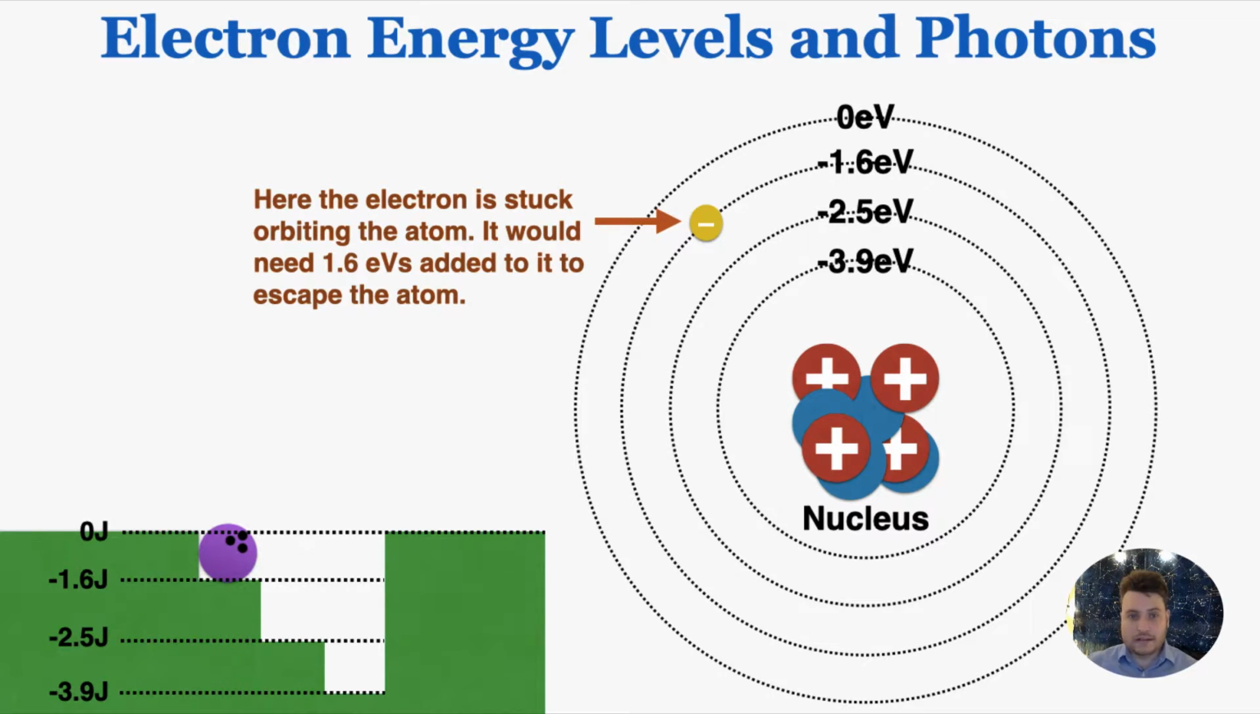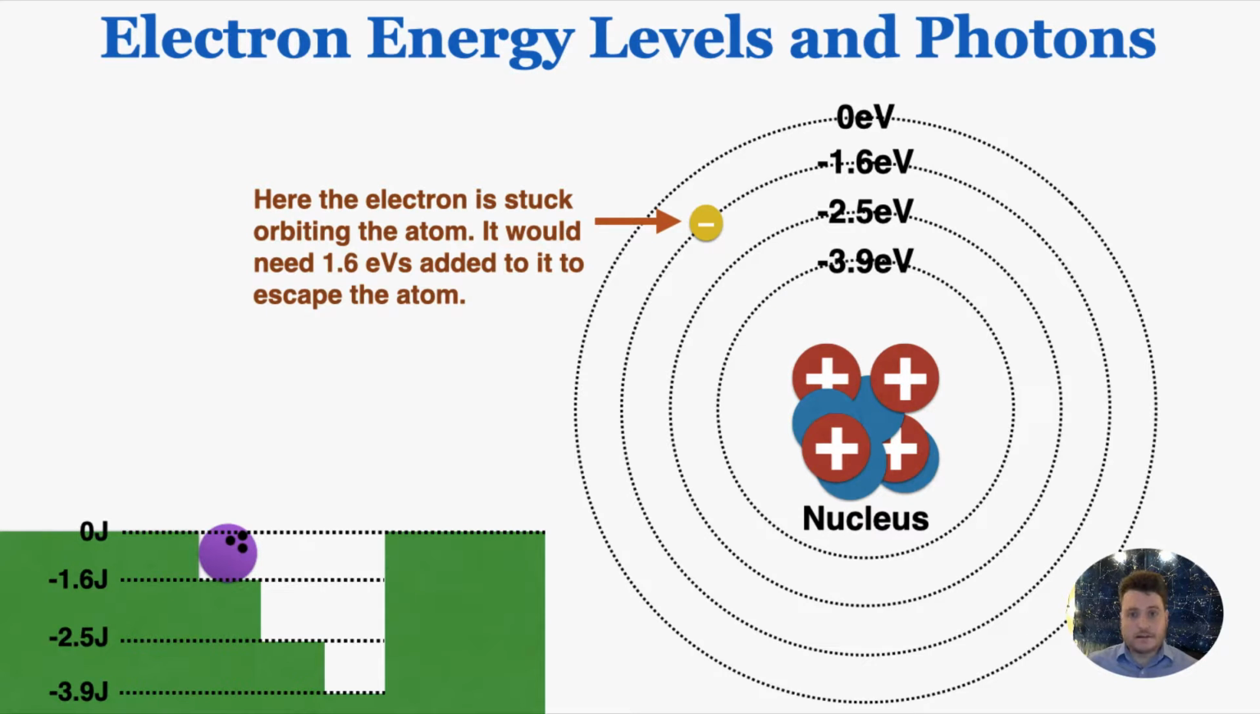So this is exactly like the bowling ball falling into that first level of the hole, and suddenly the bowling ball would need 1.6 joules of energy to escape the hole. So that's what these negative energies of the atom and the hole mean. There's another comparison between these where they're both being held there by a force. The electron is being attracted to the atom by the electrostatic force, and the bowling ball is being prevented from leaving by the force of gravity.